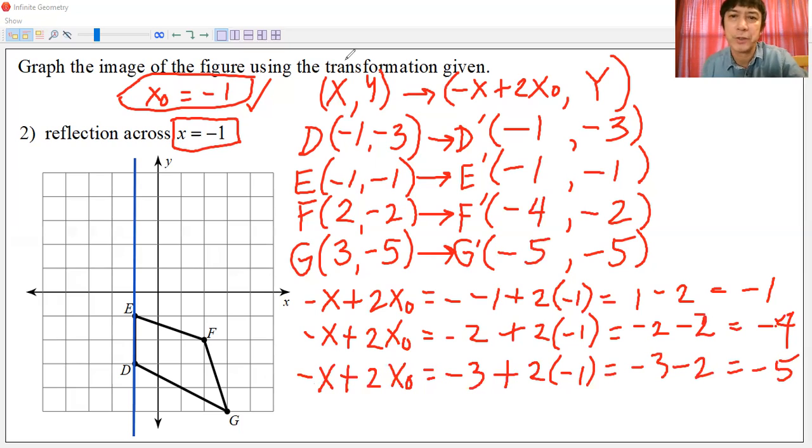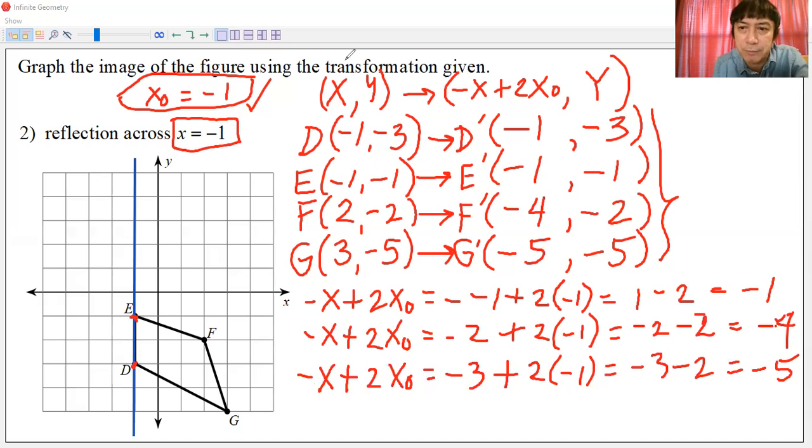Okay, let's plot the points. We're done. D prime is -1, -3. So notice D and D prime are the same. So that means we will still be using the same point here. And then notice also our E and E prime are also the same, -1, -1. So that means we will still be using this point here.